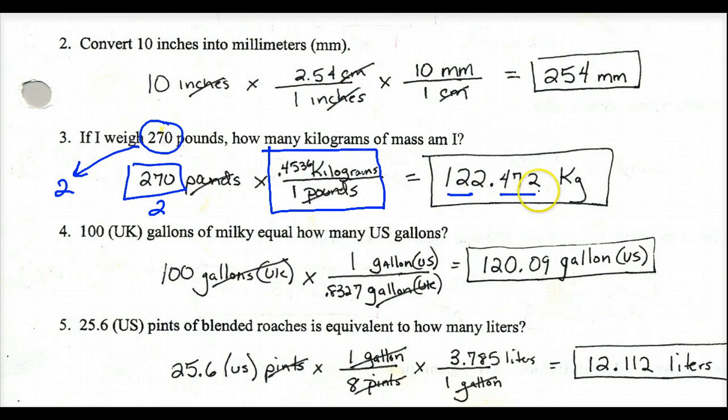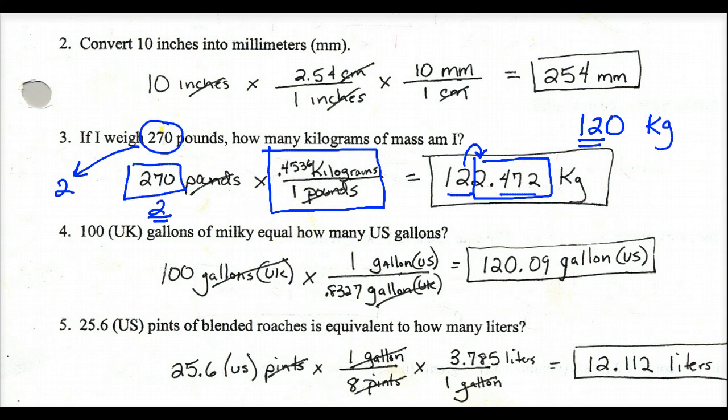So if I start with 2 sig figs, my answer should have 2 sig figs. So I have to round this to 2 sig figs. I need the first 2, and the rest I'm going to lose. I look at the 2 here. The next number is less than 5, so my answer becomes 120 kilograms. Notice I didn't put a point there. I don't put a point there because I want 2 significant numbers, not 3. See that? My answer reflects 2 significant digits. I started with 2, I get back out 2. Okay?